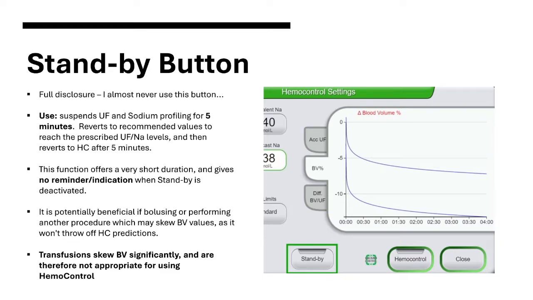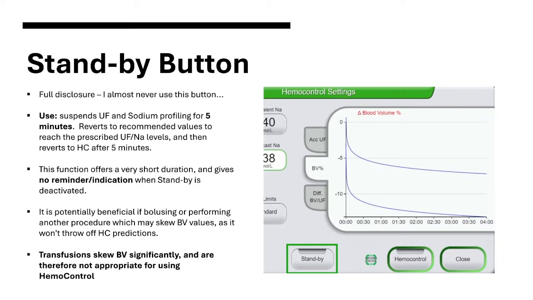Standby is potentially beneficial if you're bolusing your patient or performing another procedure which can skew their blood volume. If you do something like this and don't hit standby, it's going to skew your predictions, because all of a sudden HemoControl detects, more than likely, a rapid increase in their blood volume, thinking they're refilling like crazy, and it can throw off your predictions. So hitting the standby button will pause that registration, giving you time to do your procedure, and then reinitiating it after the fact.